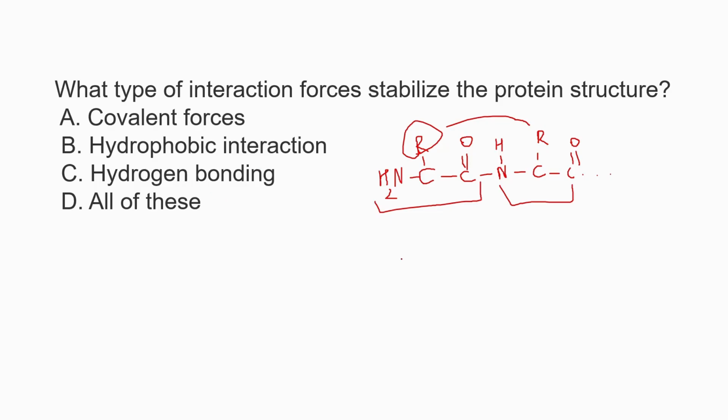And then we have hydrogen bonding. So the proteins have alpha helix and beta sheet structures, which are stabilized by hydrogen bonding between different amino acids at different positions. So basically all of these forces, such as covalent forces, hydrophobic interaction, and hydrogen bonding, all of them participate together in stabilizing the protein structure. Answer would be D, all of this.